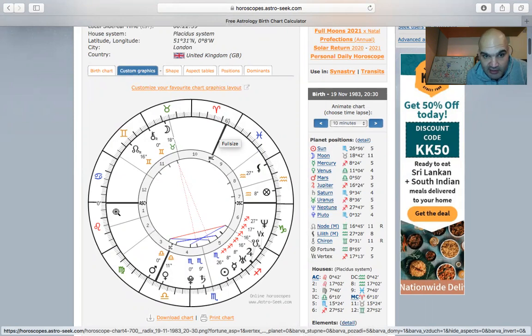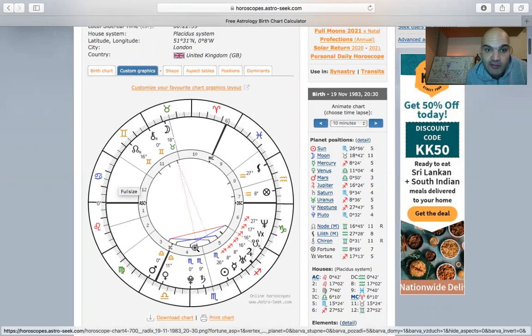So as you can see here, you've got the 12 houses going all the way around, and on the outside you have the signs. Like I said, the signs are turning clockwise around this way, but the planets are actually moving anti-clockwise, because you can see Aries, Taurus, Gemini. So for it to go through the signs in order, the planets have to travel anti-clockwise, but the signs are traveling clockwise.